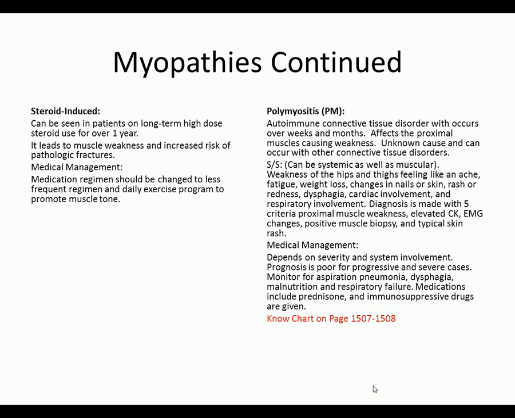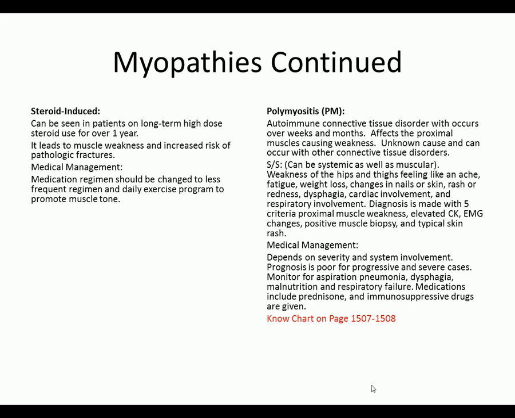Medications that will be given to these patients are prednisone and immunosuppressive drugs like methotrexate. Prognosis is poor if the muscle weakness has progressed and if they are in a severe case. You need to monitor for aspiration pneumonia, dysphagia, malnutrition, and respiratory failure. You need to know the chart on pages 1507 and 1508 as far as the medications go.